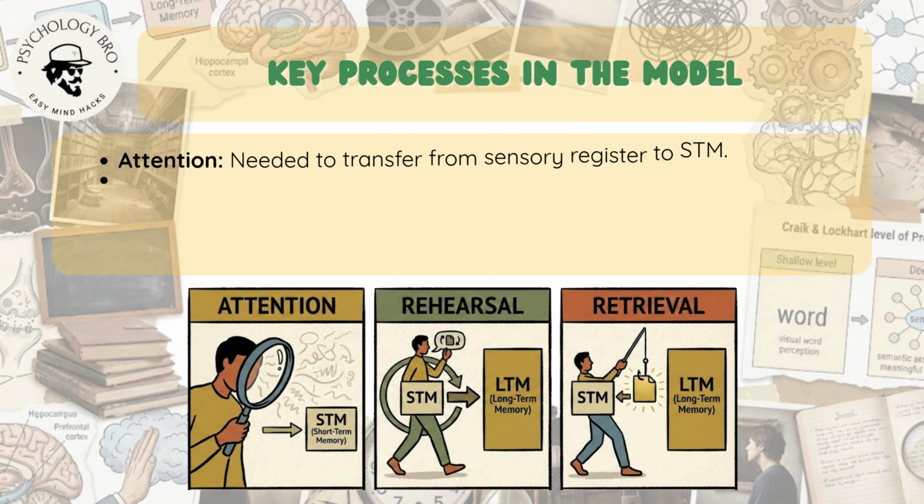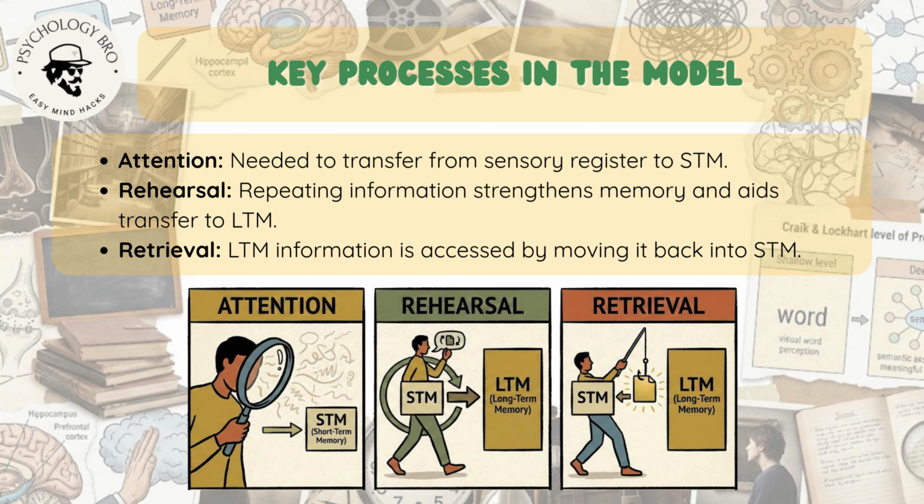Let's quickly review the key processes in the model. First is attention, which is needed to transfer information from the sensory register to STM. Second is rehearsal, where repeating information strengthens memory and aids its transfer into LTM. Finally, retrieval is how LTM information is accessed by moving it back into STM for us to use.